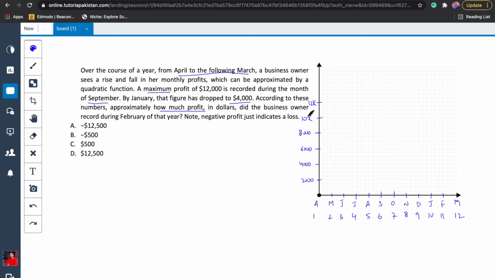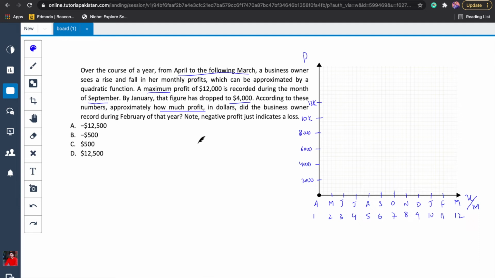Negative profit just indicates a loss. I have already drawn a grid for you. So on the x-axis, we have the number of months. This is April. She starts with April. April, May, June, July, August, September, October, November, December, January, February, and March. So we've got like 12 months here. And on the y-axis, we have got profit. On the x-axis, we have got months.